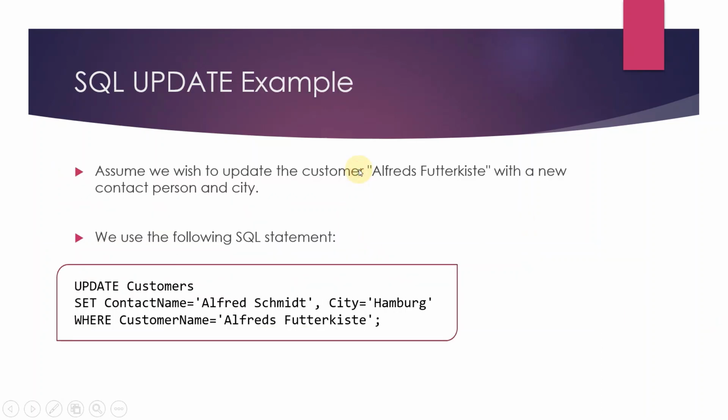Okay, so assume we wish to update the customer Alfreds Futterkiste with a new contact person and city. We use the following SQL statement: update customers, set contact name to Alfred and city to Hamburg, where customer name equals Alfreds Futterkiste. So let's do it.